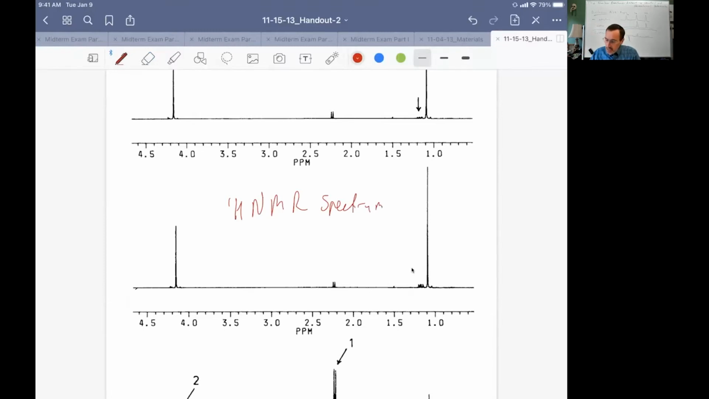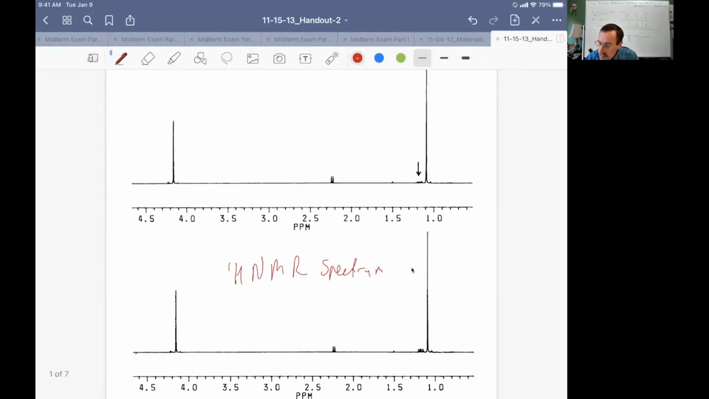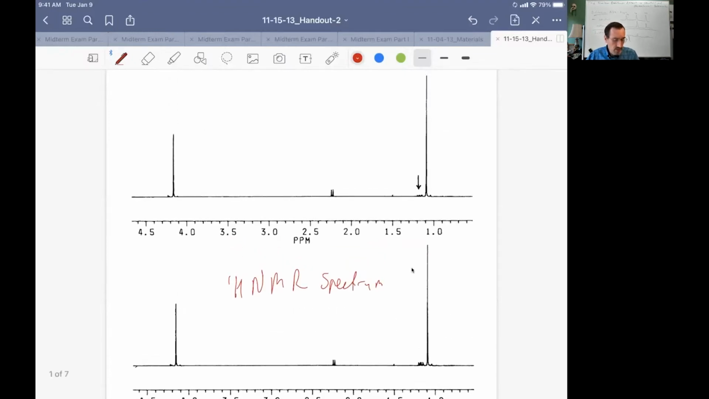And in this particular example, you can see there's a singlet peak at 4.2 parts per million. There's a doublet at about 2.2 parts per million. There's what looks to be a doublet of doublets at about 1.2 parts per million. And there's a singlet at about 1.1 parts per million. In this particular example, the authors tried to irradiate this doublet of doublets.